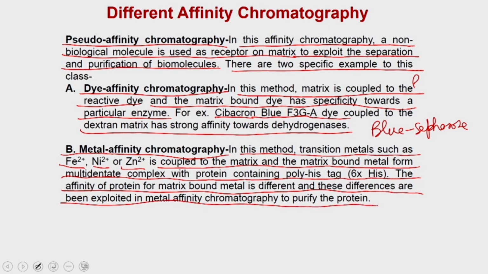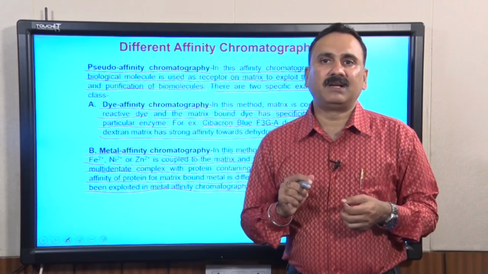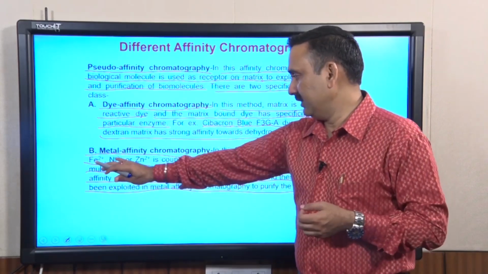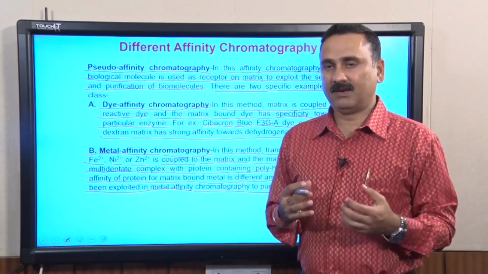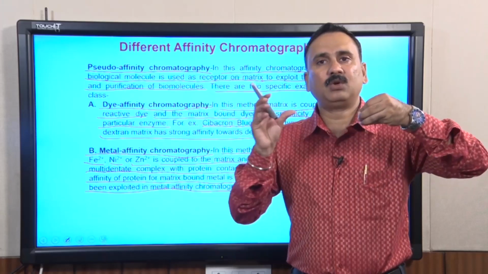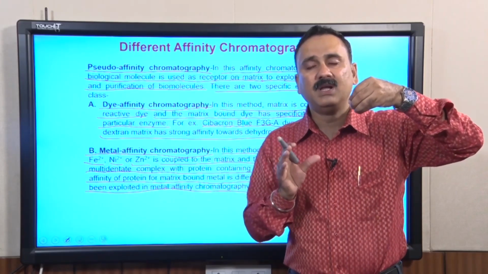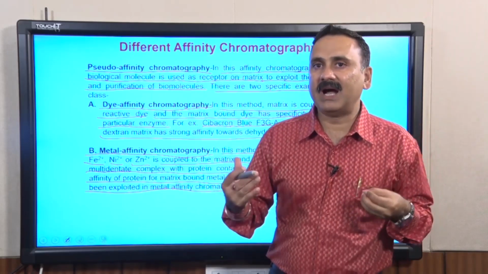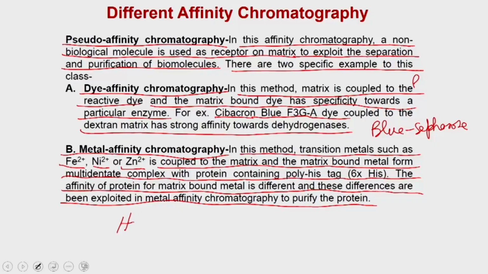In metal affinity chromatography, you have the matrix on which a transition metal such as nickel or zinc is coordinately bound, and the nickel or zinc has two coordinate bonds which are empty. These two coordinate bonds have a very high affinity for a stretch of peptide which contains a series of histidines.